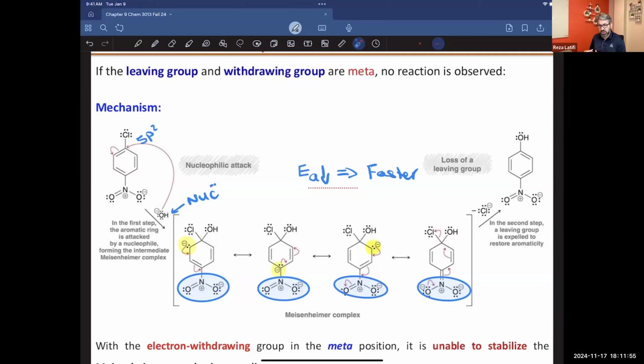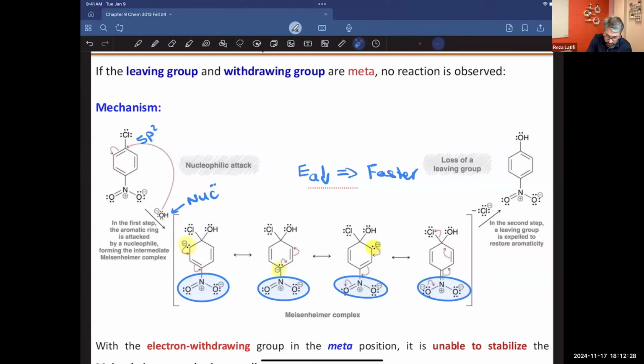if this one is an electron withdrawing group, because it's so close to the negative charge, it's going to pull it out of the ring, and it will make it more stable. So the closer the negative charge is to the electron withdrawing group, the more stabilization you will get. And I will get this stabilization only when the leaving group is in either an ortho or a para position relative to the electron withdrawing group.